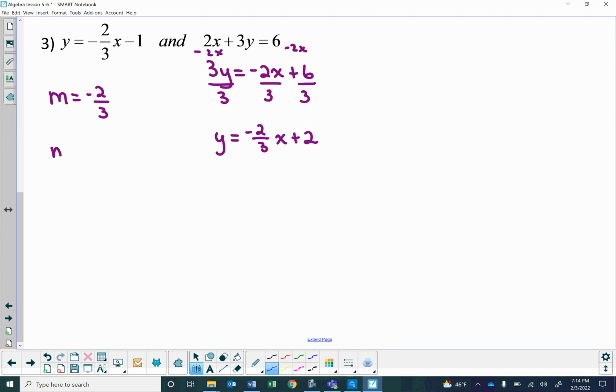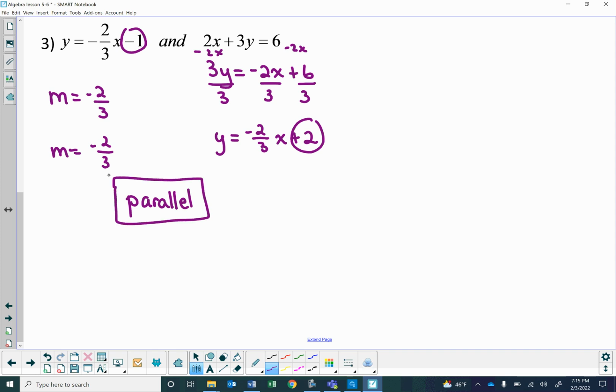Okay, this line has a slope of negative 2/3. The last thing I should do is look and make sure they have different y-intercepts. The y-intercept here is negative 1, the y-intercept here is positive 2, so these are definitely parallel. If they would have the same y-intercept, they would be the same line, and therefore they would not be parallel or perpendicular or neither. They would just be one line.